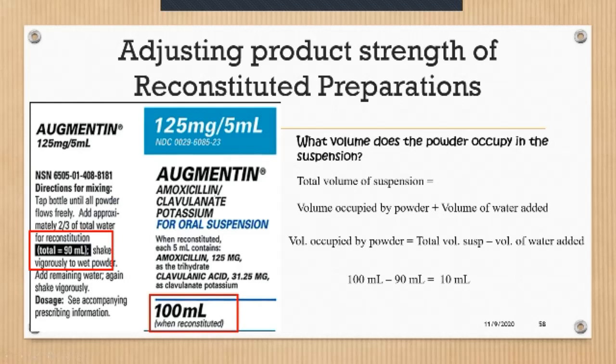So the manufacturer is not going to put on the label the volume that the powder will occupy once the mixture is reconstituted, so you're going to have to determine that from the information that you have. The information can be had from the volume once the powder is reconstituted, that's the final volume of the suspension, and the volume of the diluent that you need to add to make this 100 mL. Subtract both and you will end up with the volume occupied by the powder in the suspension.